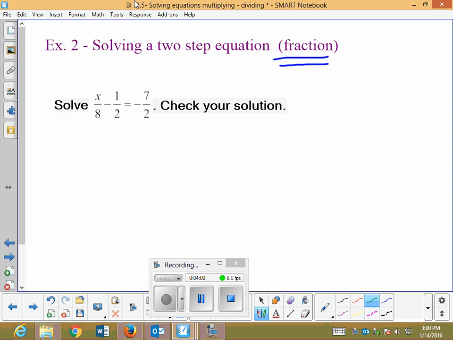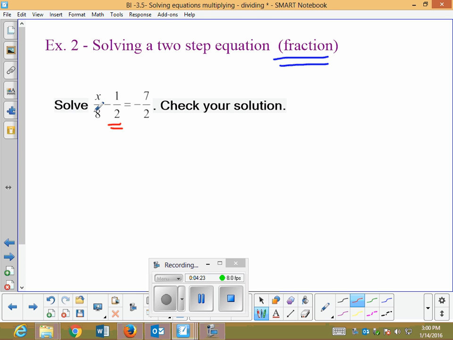Let's take a look. So again, what are we going to do? We're trying to solve for x, to get x by itself. So to get x by itself, we need to get rid of some terms. I see an 8 and I see a -1/2. What term do we have to get rid of first? Just like in the last example, you always get rid of the term that's furthest away. This is furthest away from x than 8.